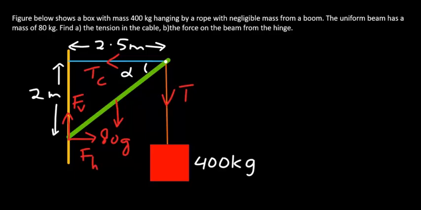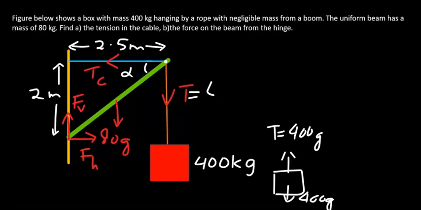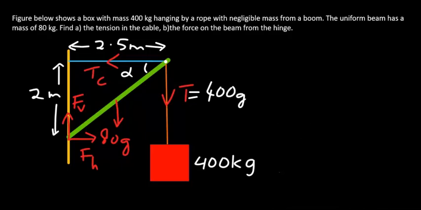And that's it. The free body diagram of this 400 kg box would immediately tell you what that tension T is. So since the weight is 400 times gravity and it's not moving, the tension has got to be 400 times gravity as well. So immediately we can label the tension in that rope as 400 G newtons. Now let's proceed to determine the tension in the cable.